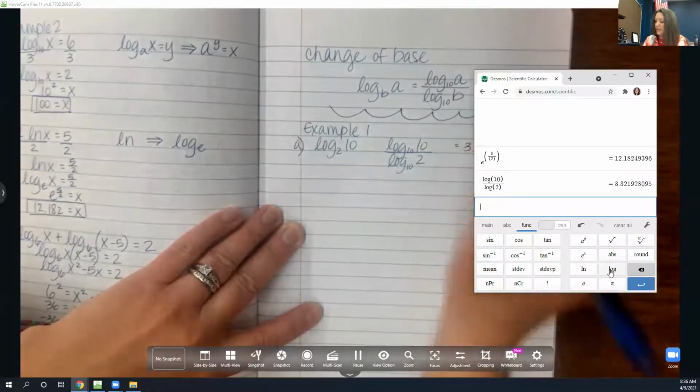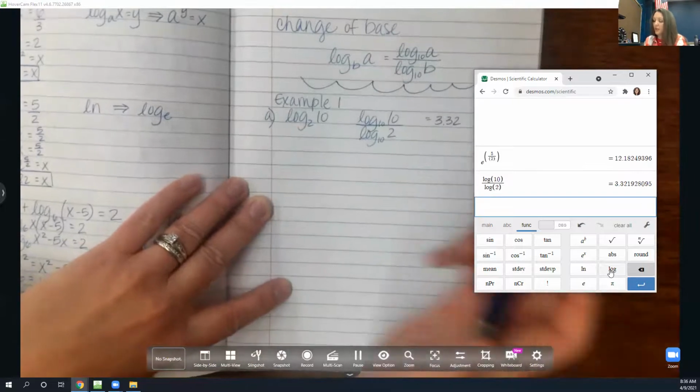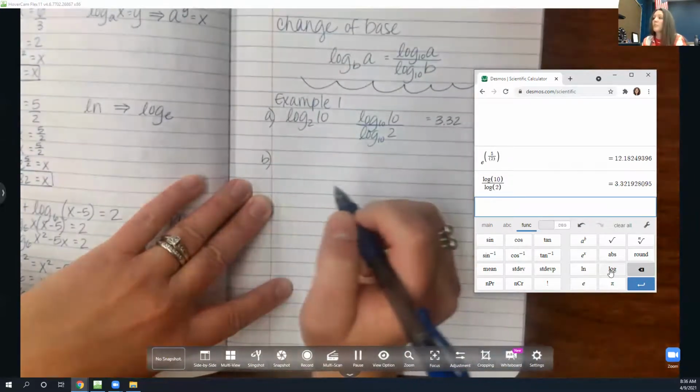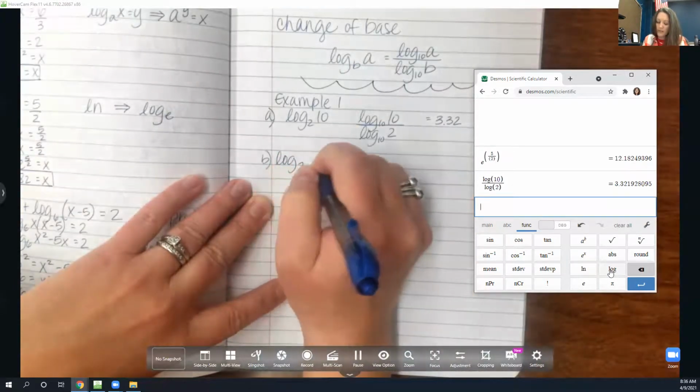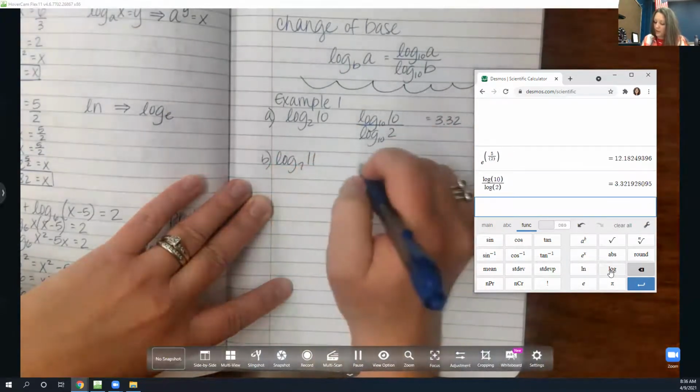So this is just kind of an FYI in the middle of us solving these equations, because we'll probably run into some equations where you need to solve it using a different base. We need to know how to do that.